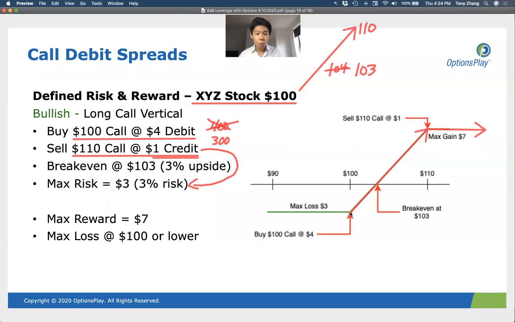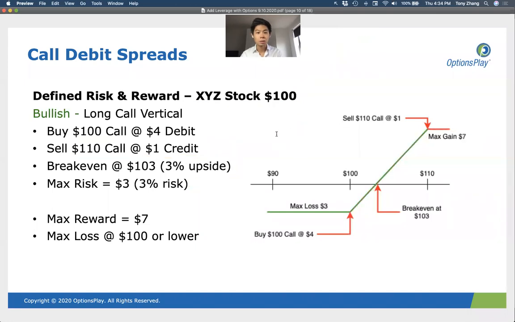If the stock goes from 100 to 110, how much money do I now make on my vertical spread? If anyone has the answer, please type it into the chat window here. So in the exact same scenario, exactly $700. So what I'm now doing is I'm risking $300, but if the stock rallies up to that 110 level, instead of risking $400 to make $600, now I'm only risking $300 to make $700.